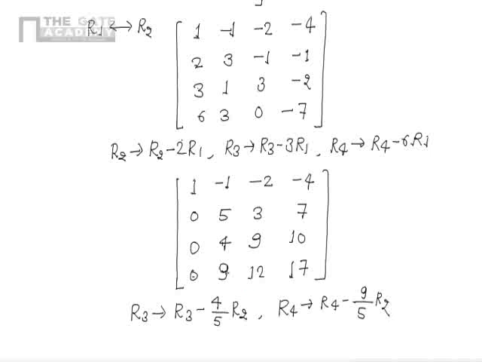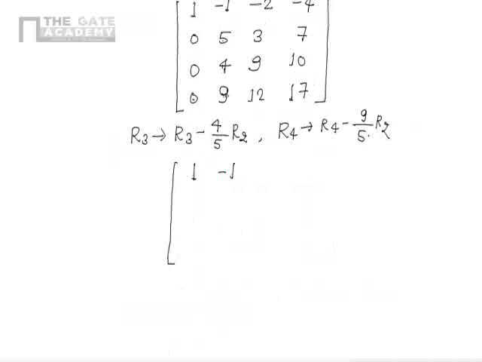So the idea behind applying all this is 4 by 5. Why is it 4 by 5? Because I am dividing by 5 and multiplying by 4, so this will become 4, and 4 minus 4 will become 0. Similarly here I'll divide by 5, multiply by 9, so 9 minus 9 will become 0 here. So what I'll get here is 1, minus 1, minus 2, minus 4.